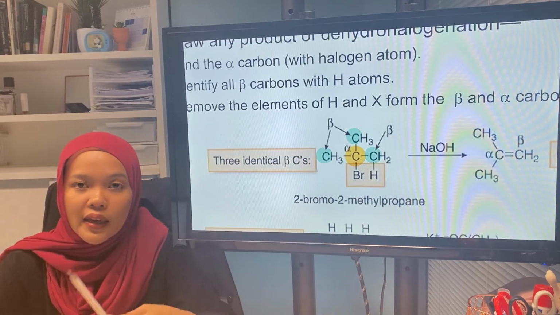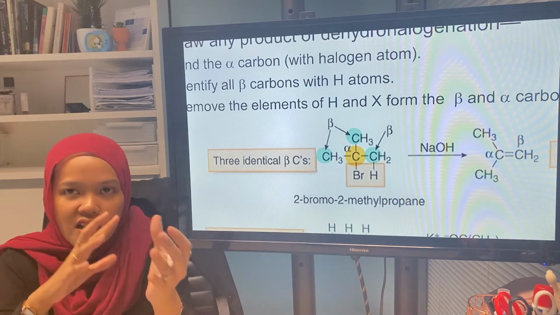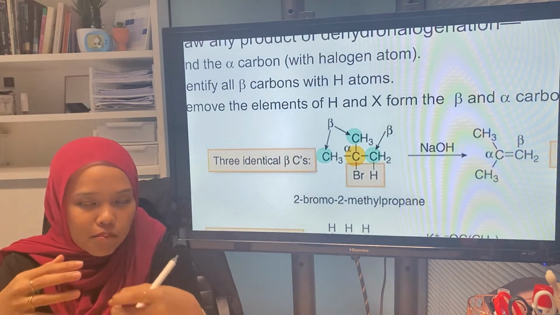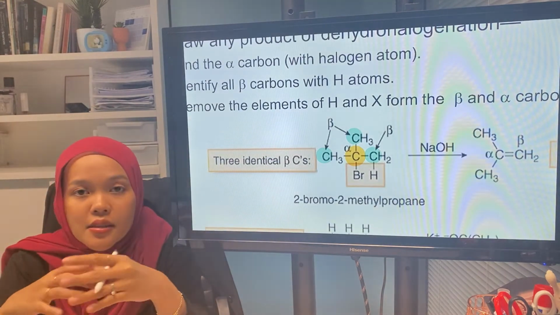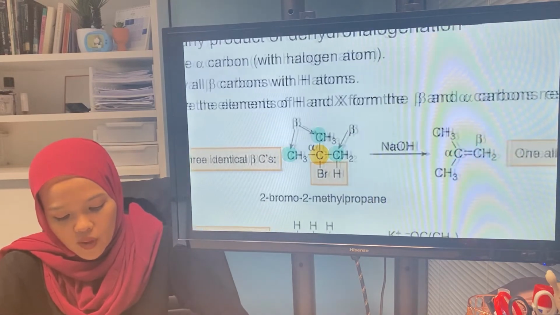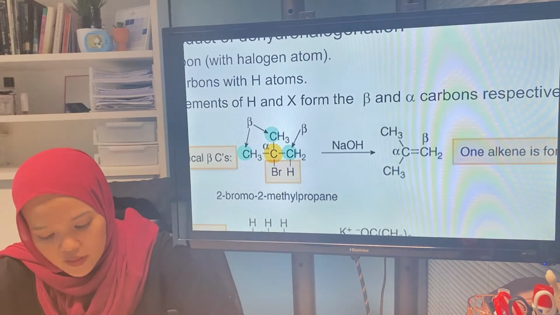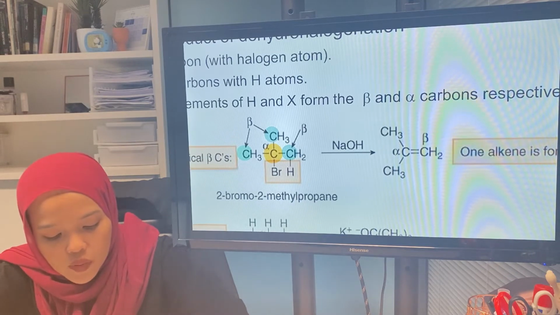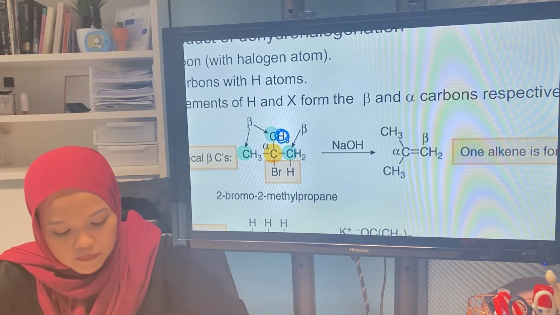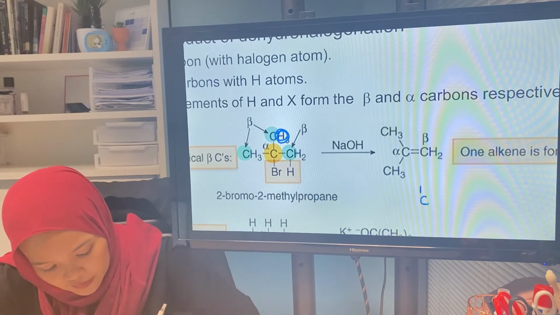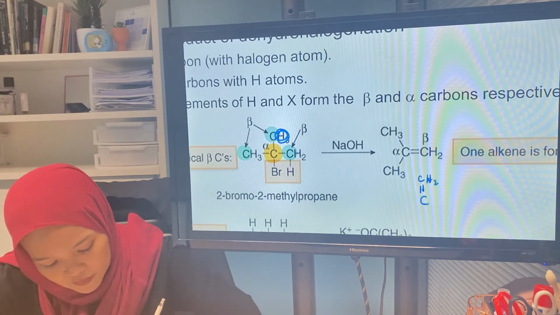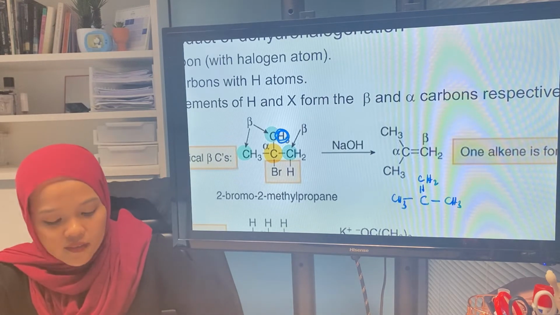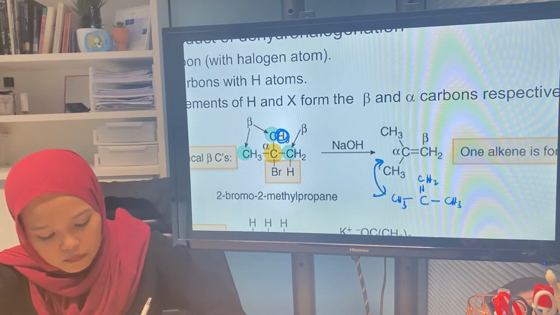But as you can see, they are all CH3, CH3, CH3. So they are basically the same beta carbon. They are similar. Whether you want to form it this way, or, for the sake of showing you, we remove the hydrogen here, you are going to form carbon double bond CH2, CH3, CH3. So basically, this is just the same compound.